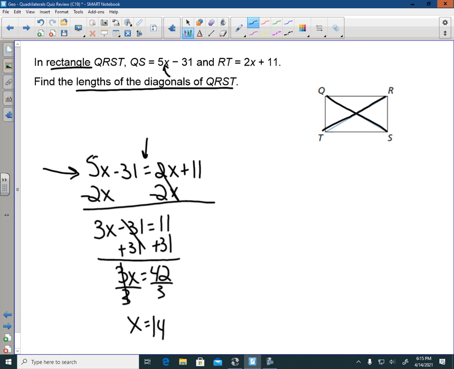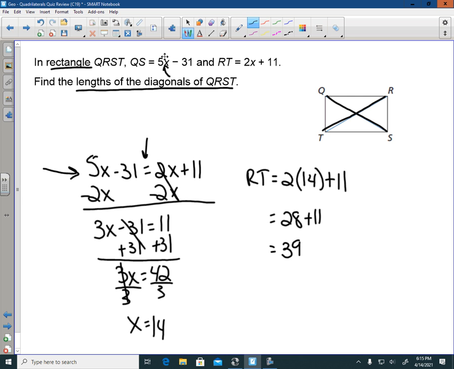So now we're going to take x and plug it in. And we really only need to plug it into one of them. So let's plug it into 2x plus 11. So we could say that RT is going to be 2 times 14 plus 11. 2 times 14 is 28 plus 11, and that's going to be 39, right?